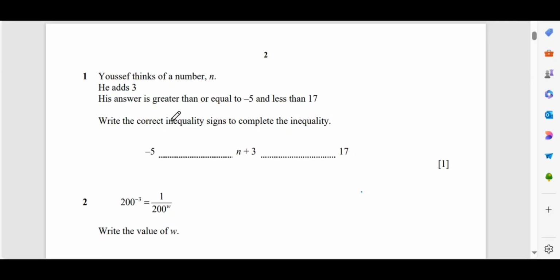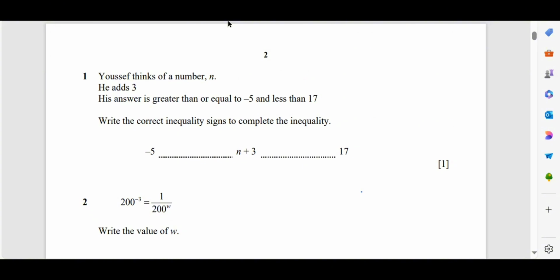Okay, so the first question we have here is: think of a number n. You can see the n there. He adds 3. His answer is greater than or equal to -5 and less than 17. Write the correct inequality sign to complete this inequality. So this question is under inequality.